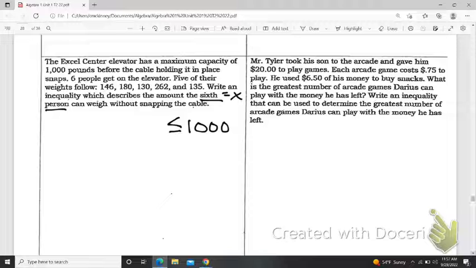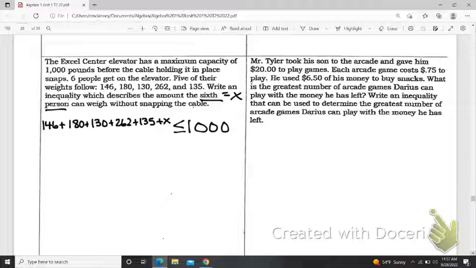So far on the elevator, I have a person who is 146, 180, 130, 262, 135, and then plus the 6th person getting on, and all of that together needs to be less than or equal to 1,000.